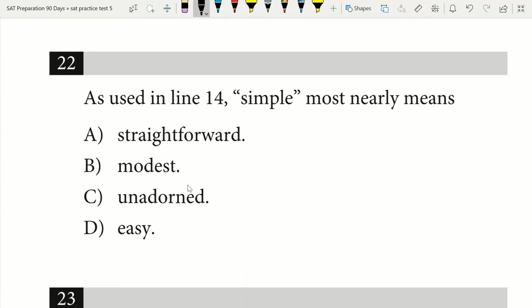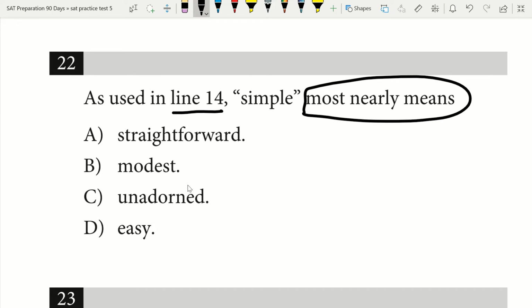Today I have an SAT reading tip for you that deals with words in context questions. Words in context questions are pretty easy to tell because they end in most nearly means. So what they're going to do is direct you to some line in the passage, in this case line 14. They're going to ask you about a word and ask you what it most nearly means.